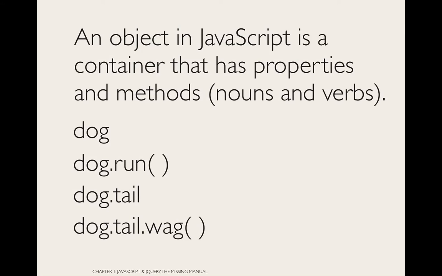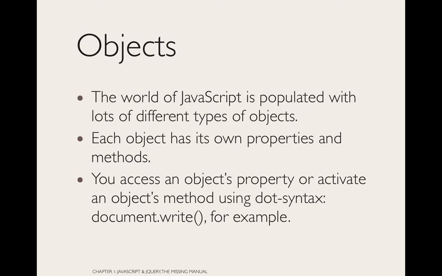Just remember, an object in JavaScript is a container that has properties and methods, nouns and verbs. And objects can contain other objects. And you just get comfortable with this concept. Some of you are going, no big deal. And yet some of you are still struggling with it. Just get your mindset wrapped around this. And these kind of concepts are the hardest part of mastering JavaScript.